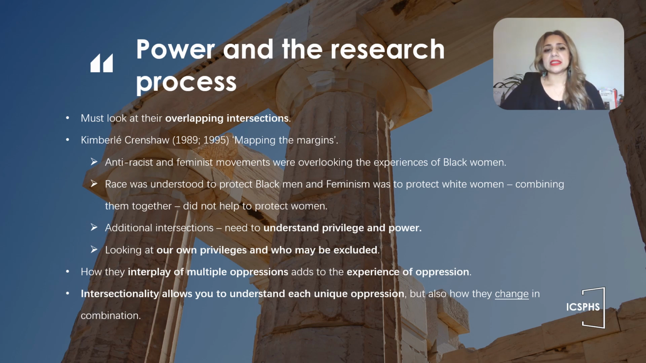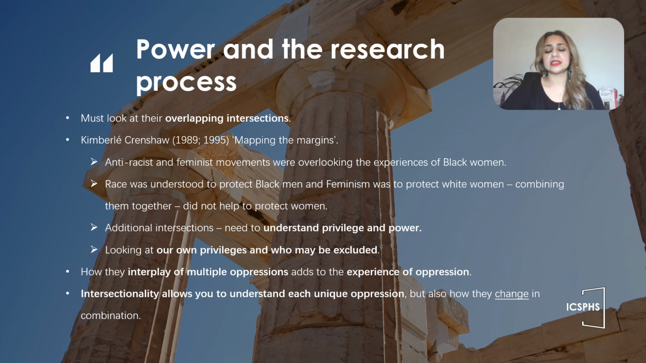Kimberlé Crenshaw, 1989 and 1995, Mapping the Margins, argues that anti-racist and feminist movements were overlooking the experiences of Black women, where race was understood to protect Black men and feminism was understood to protect white women. Combining them together as an add-on did not protect Black women. So it was not only an issue with the categories, but also the structures and institutional discourses, which sometimes reified existing power relations that produced and legitimized these power relations.